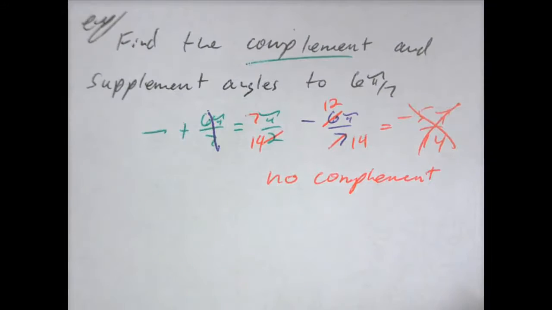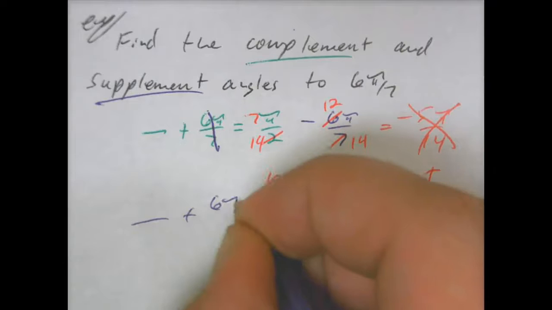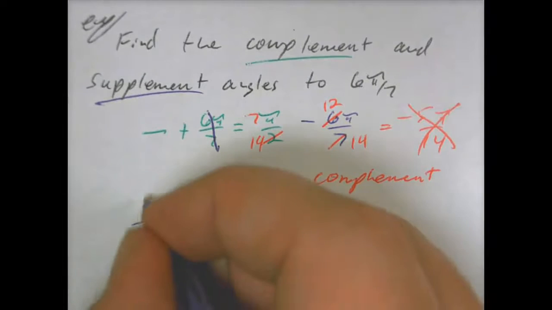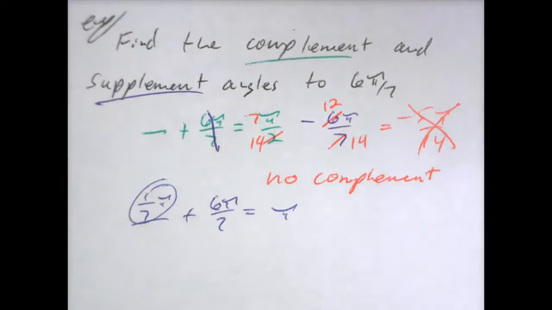For your supplement angle, I know I have some angle plus 6 pi over 7 equals pi. Well, 1/7 plus 6/7 is equal to 1, so 1 pi over 7 plus 6 pi over 7 is equal to pi.